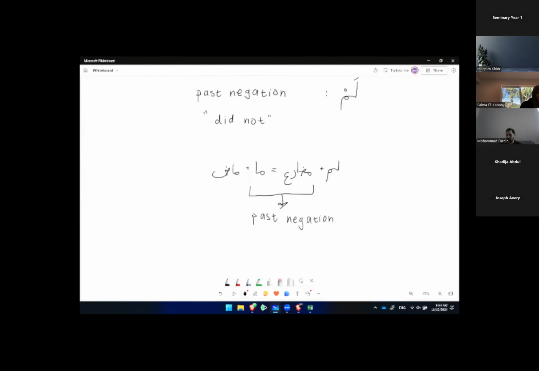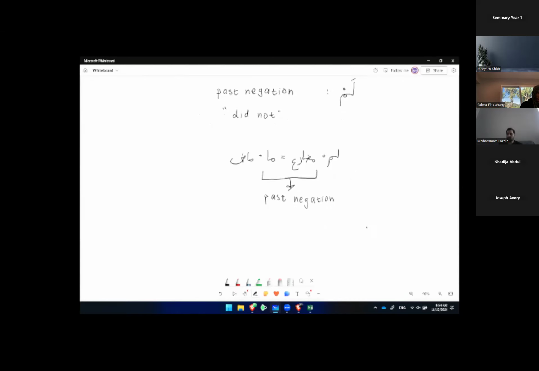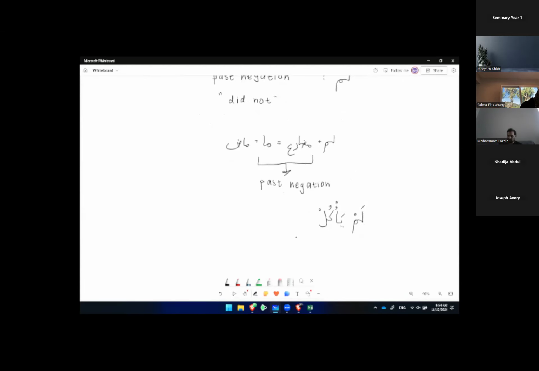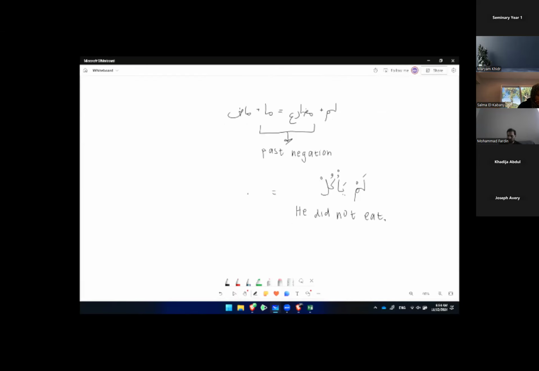So let's look at some examples here. Lam ya'kul. He did not eat. This sentence is exactly the same as ma akala. They both mean the same exact thing. He did not eat.